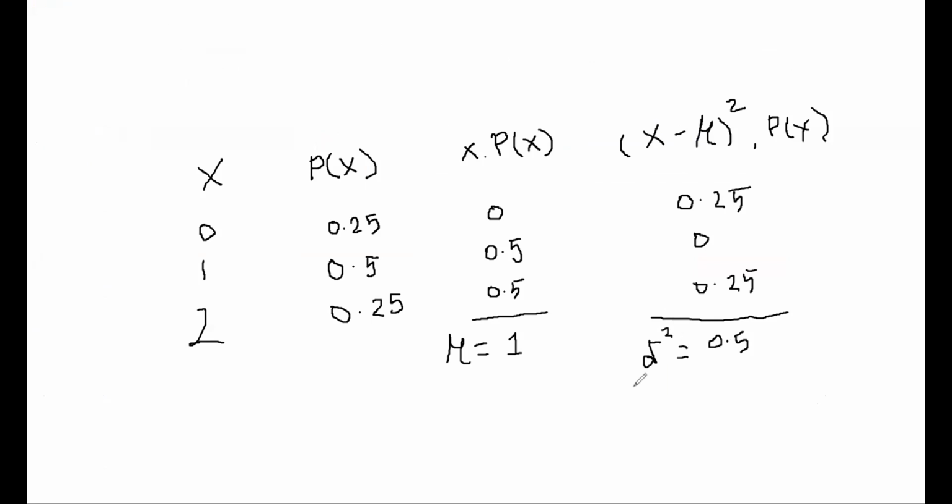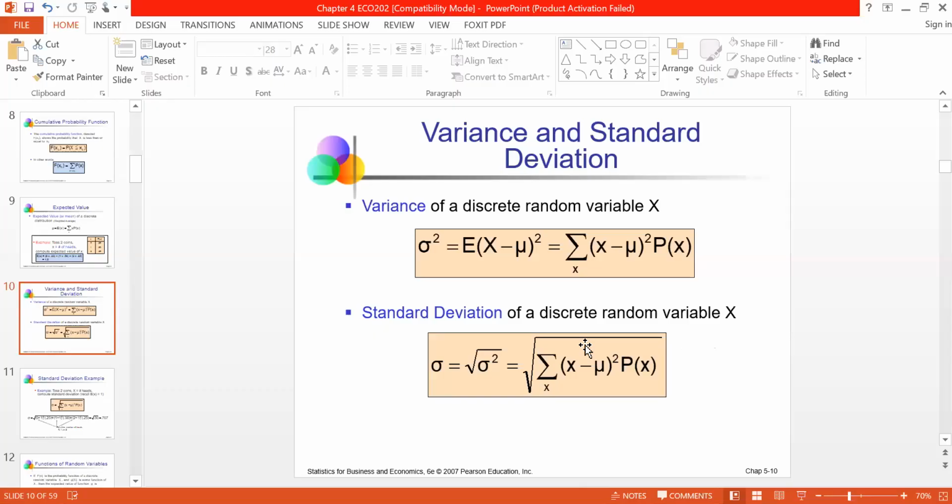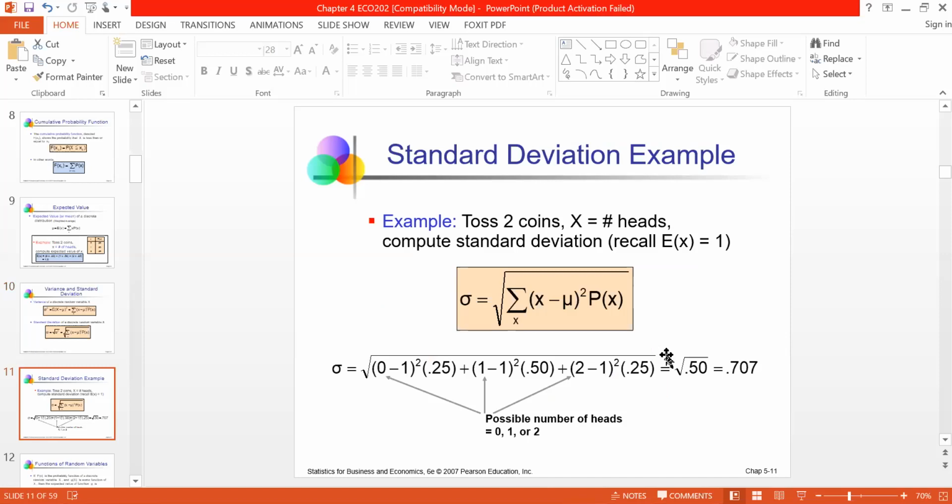Now, if you remember from stat 1.1, if you don't remember, that is also fine. If you square root your variance, you will get the standard deviation. So you have to square root your variance to get your standard deviation. Let's go back to our slide again. It says standard deviation is simply the square root of your variance. So if you square root 0.5, you will get 0.707, which will be your standard deviation.